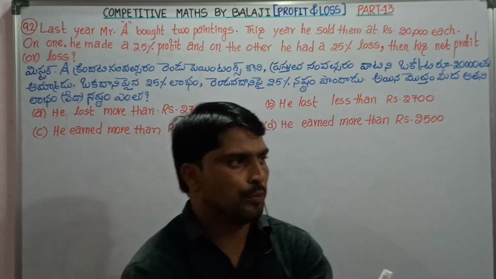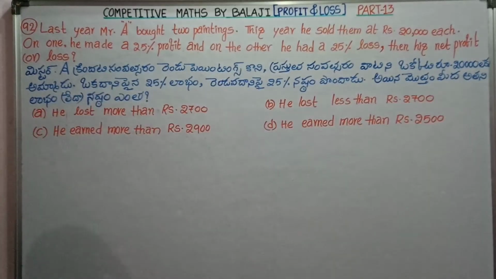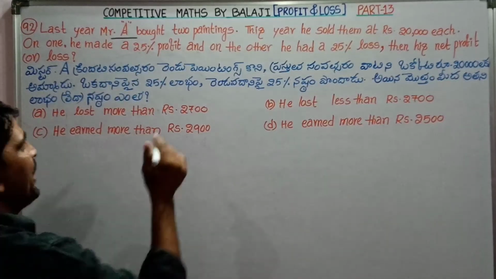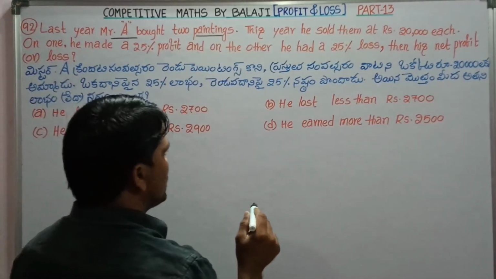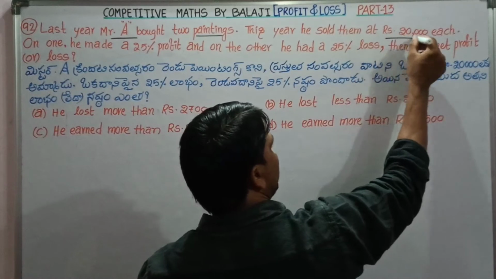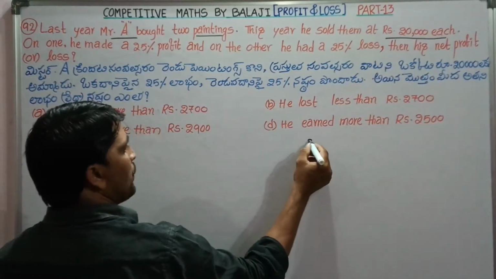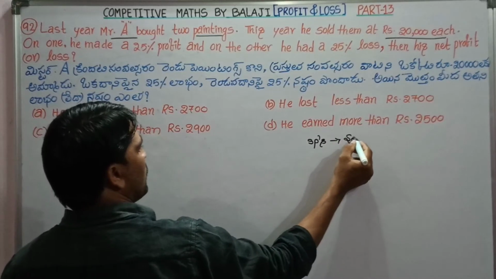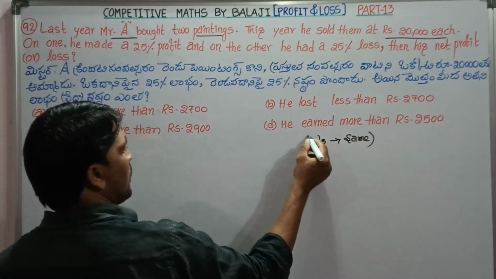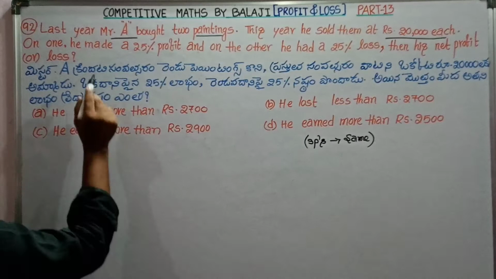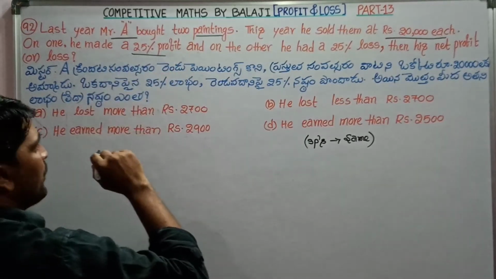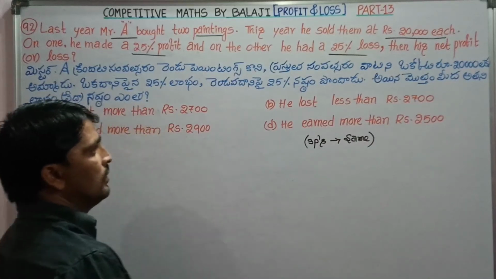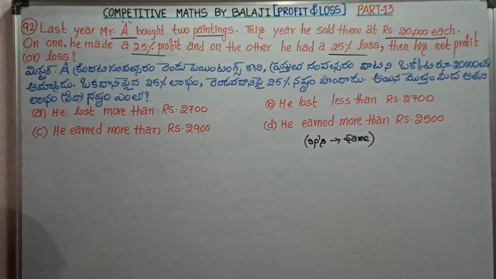Next question, most important. 92. Last year, Mr. A bought 2 paintings. This year he sold them at rupees 20,000 each. That means SPs are same. SPs are equal. On one he made 25% profit and on the other he had a loss of 25%. Then his net profit or loss is how much?